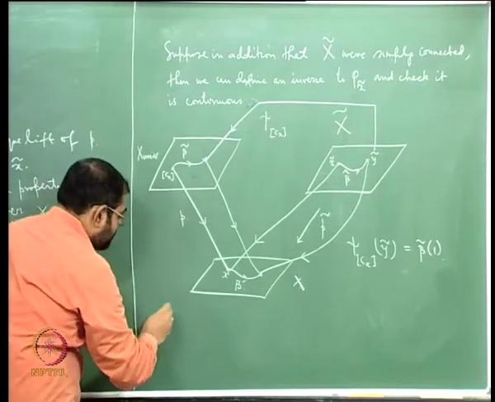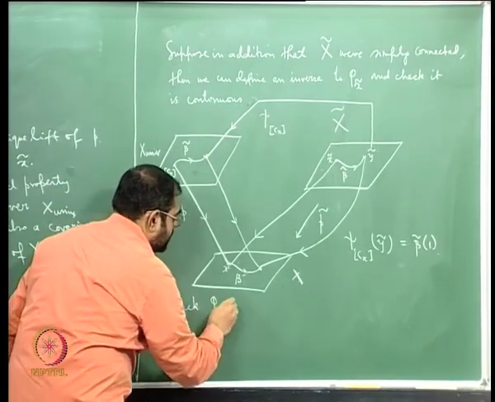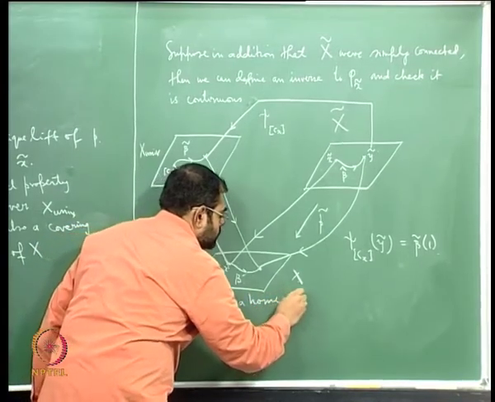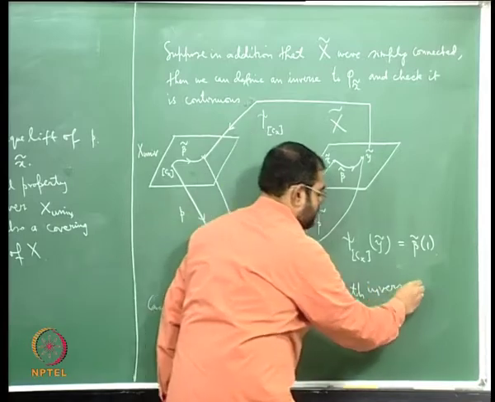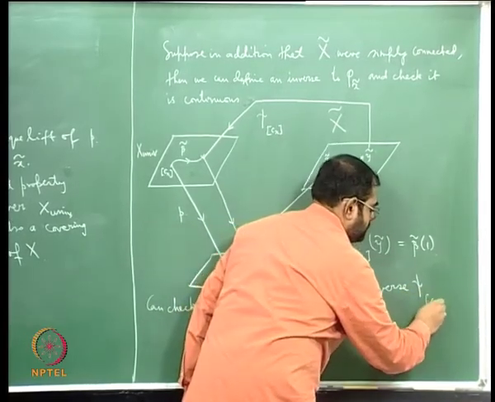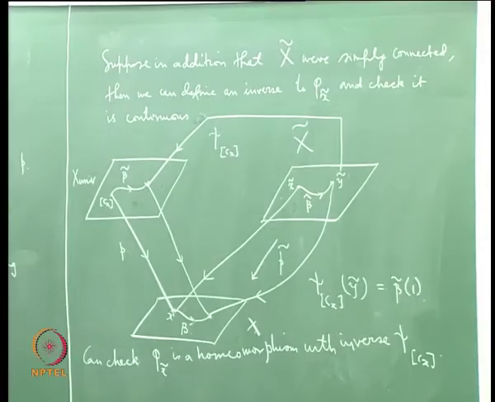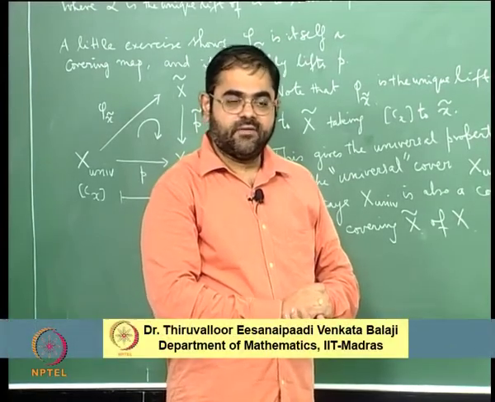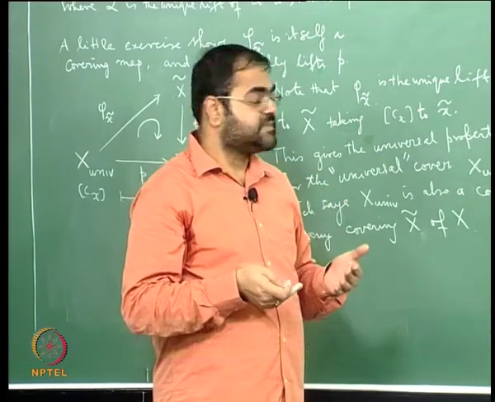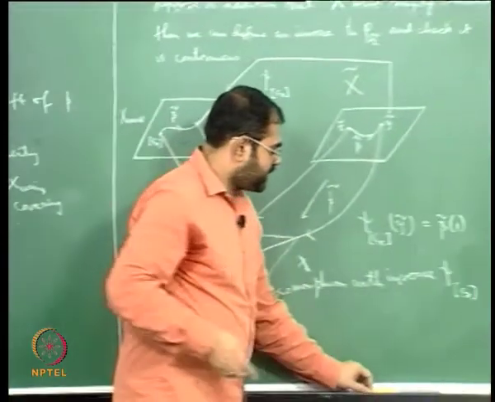So you can check phi sub x tilde is a homeomorphism with inverse psi sub Cx, okay, and so let me repeat that this gives you the fact that any two covering spaces of X which are simply connected are homeomorphic in a way that respects the covering projections, okay, and this is the so called uniqueness of the universal covering of a space, okay. Alright, so we have also got the uniqueness of the universal covering.